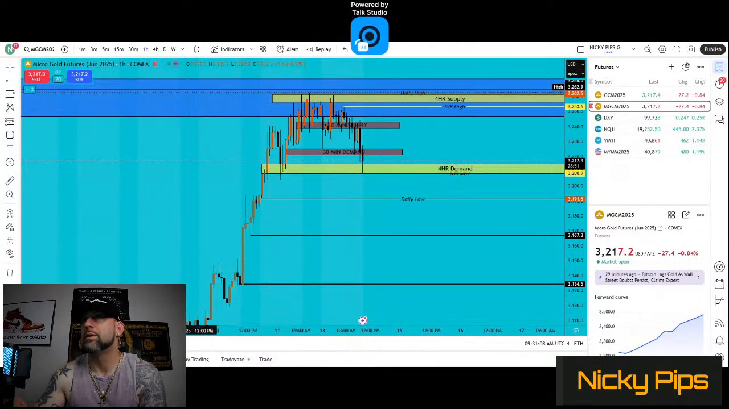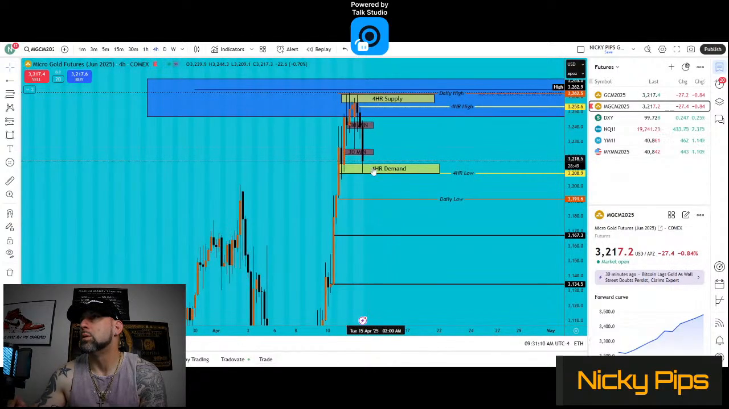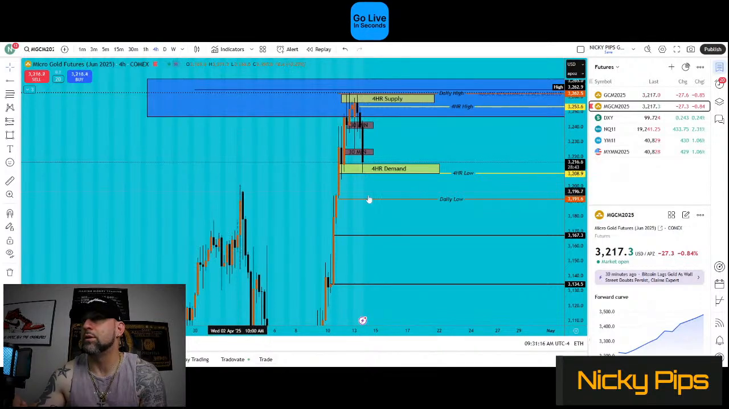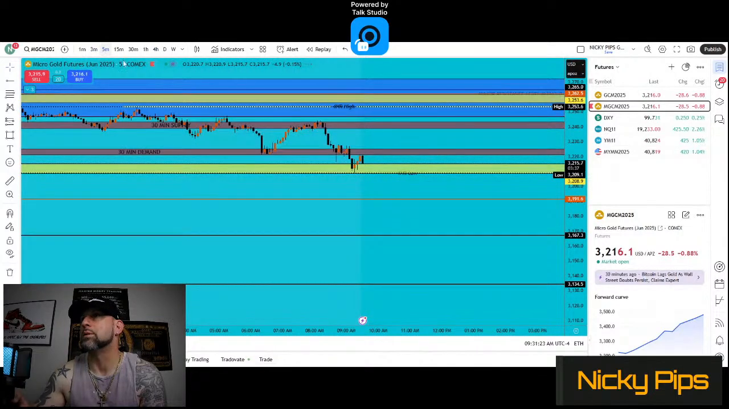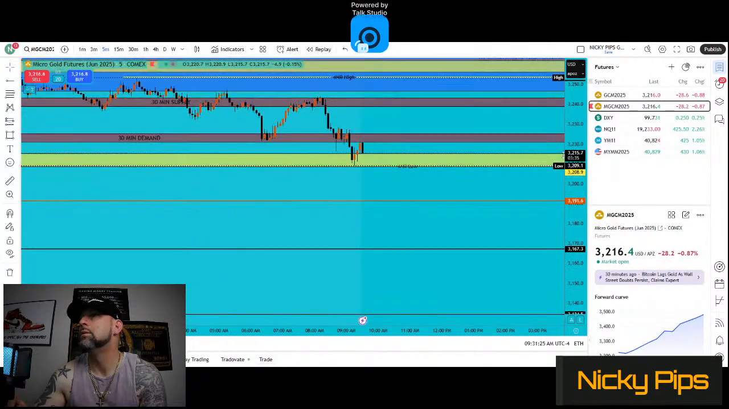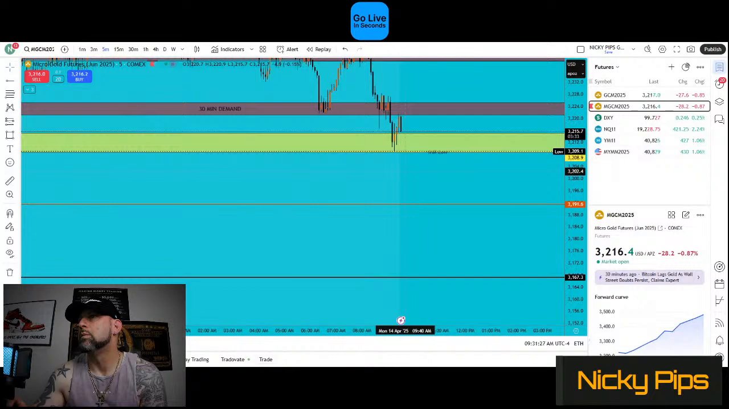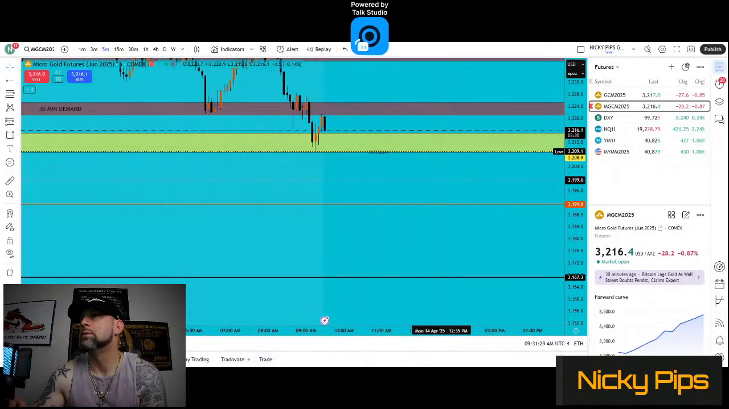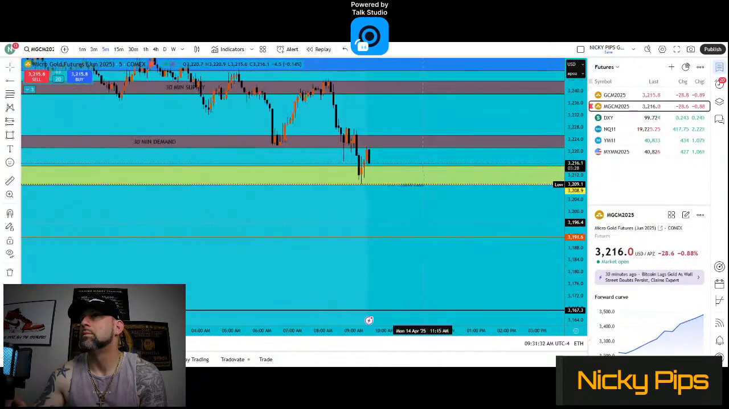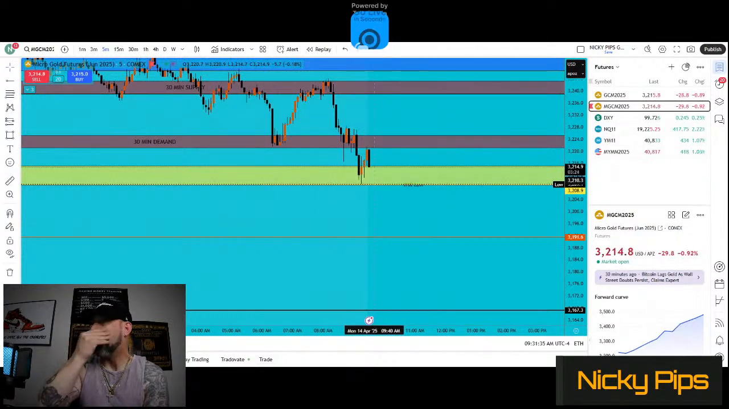The support area, or even this 4-hour. Because it can literally pull down here, or even here, and then literally go right back up. So we'll look on the 5-minute here. Because the way this is looking, it could easily drop.